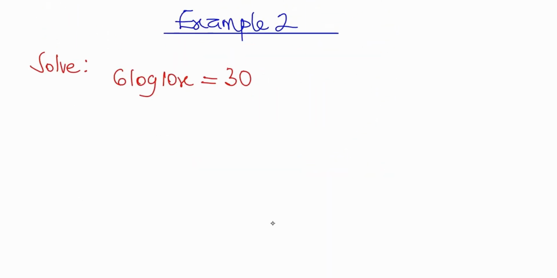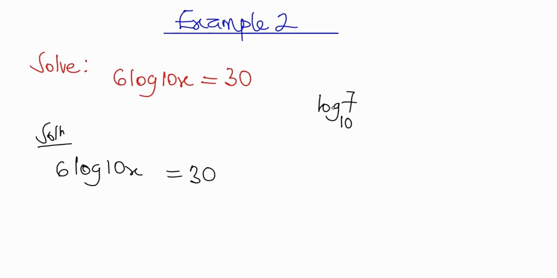So in example 2, it says that we should solve 6 log 10x, which is equal to 30. So we write our question, just like we read: 6 log 10x is equal to 30. Now at this point, you can see that the logarithm base was not written in our question. So it means that it has a base of 10. So at this point, you have to write the 10 here.